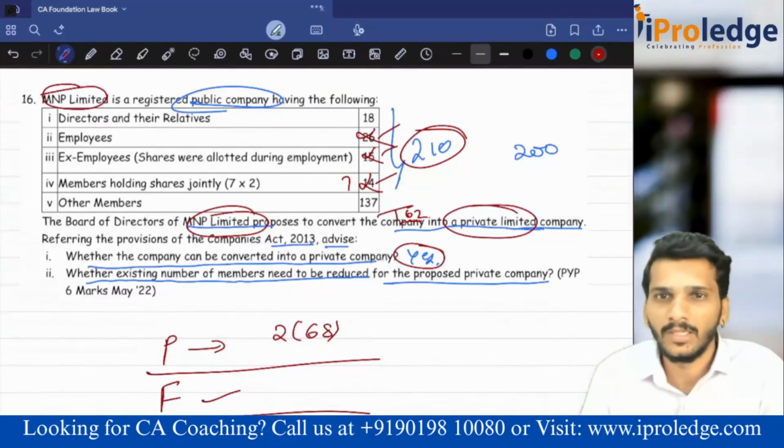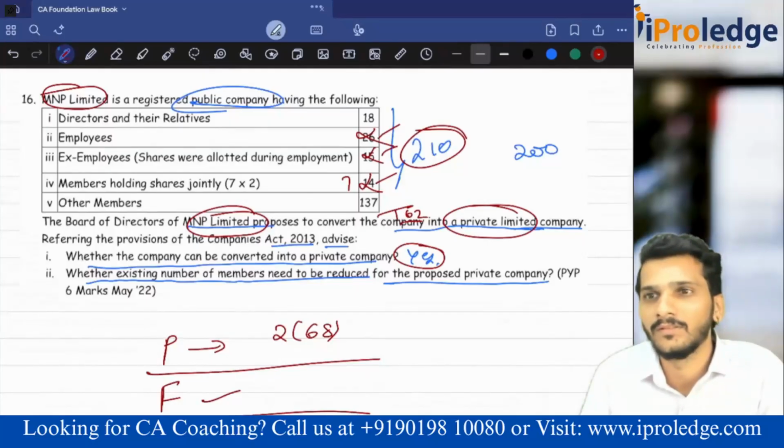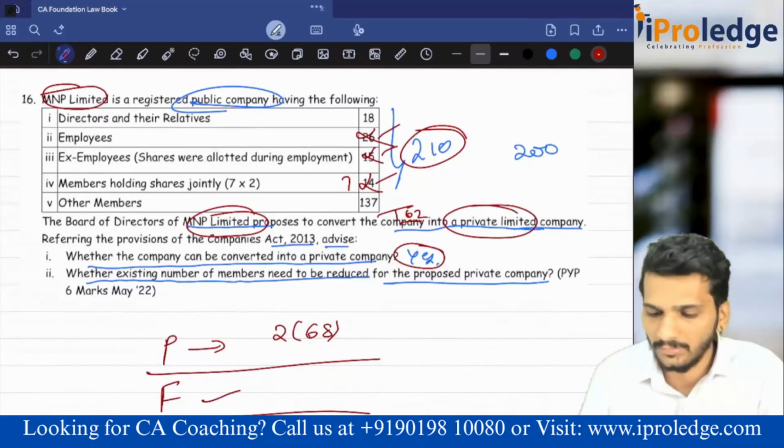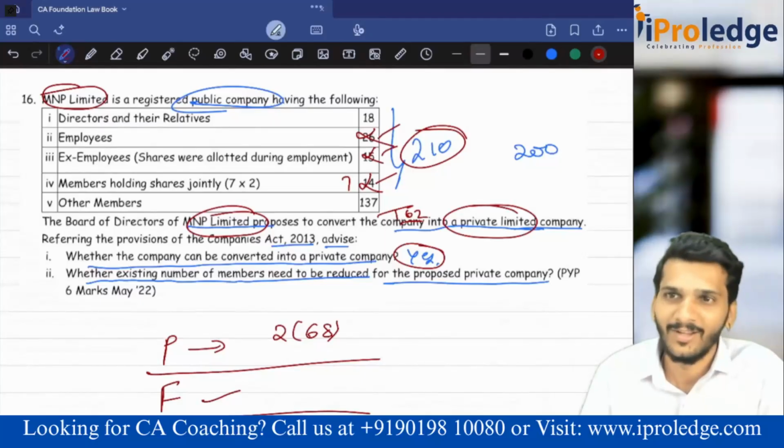Did we talk anything regarding the directors? Don't exclude it. If they hadn't mentioned the relatives, then it would be a mistake, sir, because 15 is the maximum number. Definitely. The question, don't try to find the mistake in the question. Whatever is given, based on that, you solve the question.